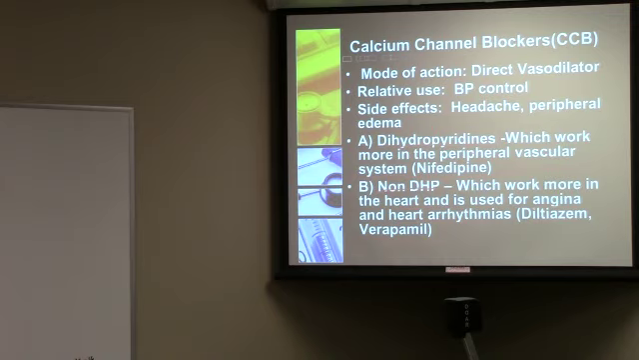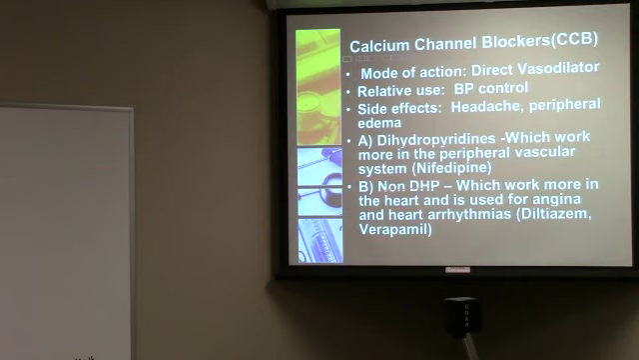Side effects. The side effect that I want to emphasize here is peripheral edema. So I may put a patient on Norvasc and they may develop peripheral edema. So that's something that the patient needs to be aware of and monitoring, so in case they do have peripheral edema, they can stop taking the calcium channel blocker and try something else.